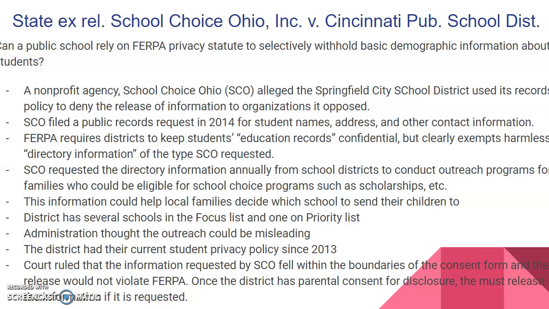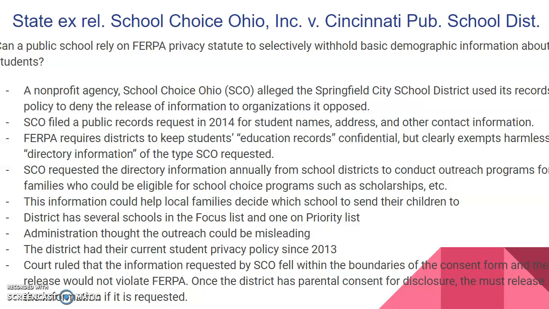And the School Choice Ohio Incorporated versus Cincinnati Public School District. The question was, can a public school rely on the FERPA privacy statute to selectively withhold basic demographic information about students? A nonprofit agency, School Choice Ohio, or SCO, alleged the Springfield City School District used its records policy to deny the release of information to organizations it opposed. SCO filed a public records request in 2014 for student names, addresses, and other contact information.